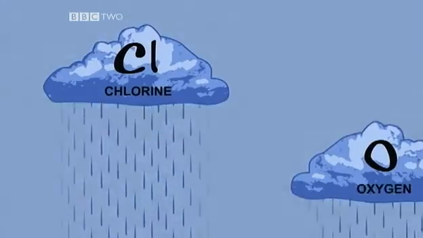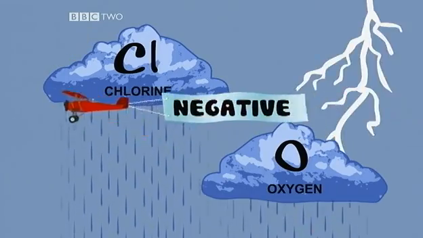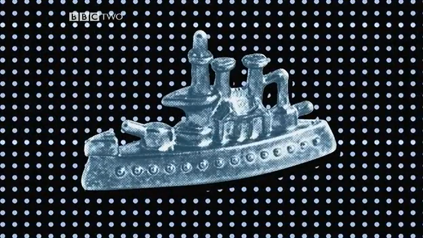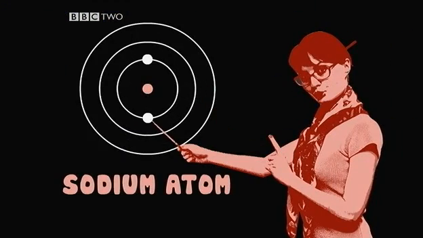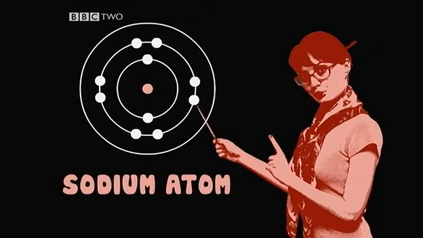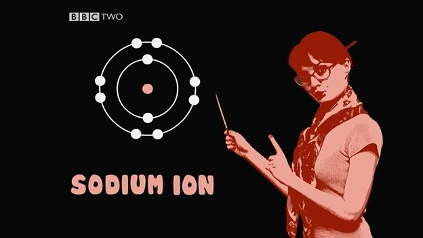Non-metal atoms like chlorine and oxygen gain extra electrons and become negatively charged ions. Let's look at some examples. First, let's look at metal ions. Sodium has 2 electrons in the innermost energy level, then 8, and finally 1 in the highest energy level. To become a sodium ion, it loses the electron from its highest energy level.